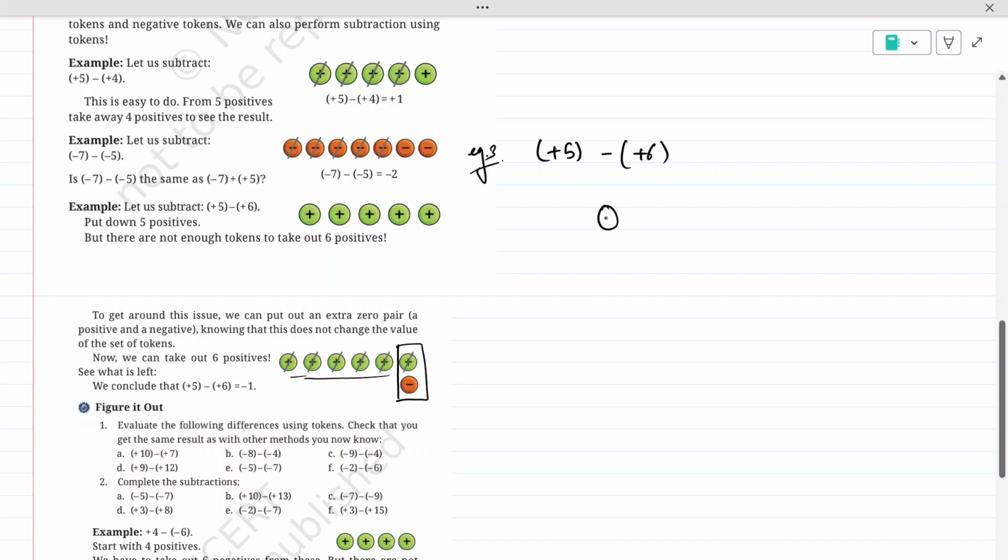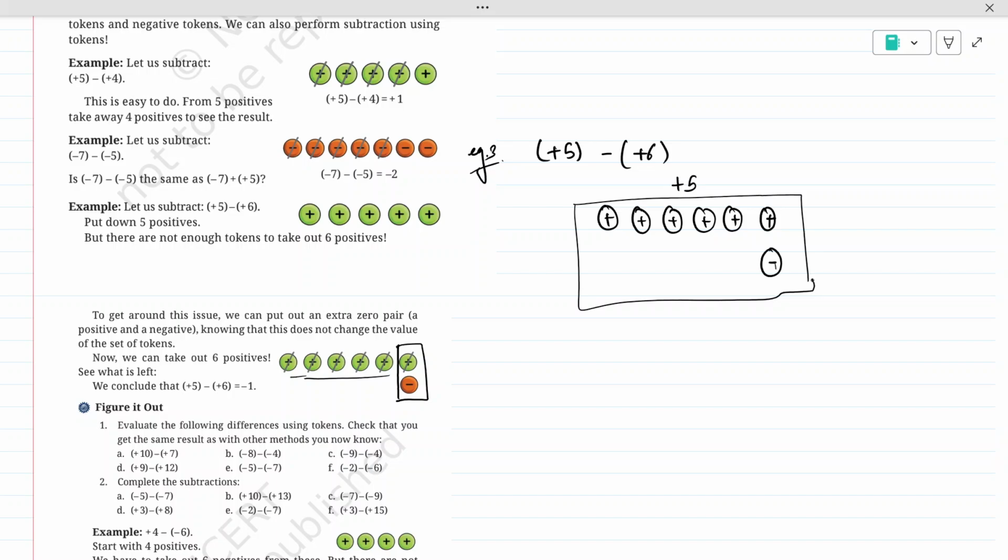Plus 5: 1, 2, 3, 4, 5. These are plus 5 coins we have. We have to subtract plus 6, but we have 5 only. So now what we are going to do is add one zero pair. One zero pair means one set of positive and negative. Okay, so now after adding the zero pair, we have all these coins with us.